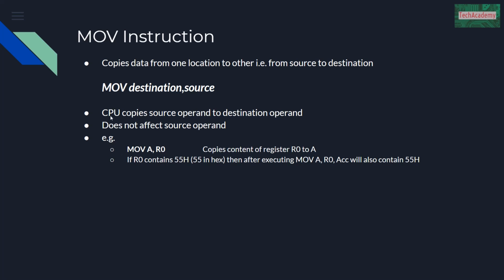This copying of data from source to destination is generally done by the CPU, and it does not affect the source operand. Once we copy data from R0 to A, R0 still holds its original value, that is 55H. So it does not affect the source operand, but definitely changes the destination operand, right? So this is how we can write a simple move instruction.